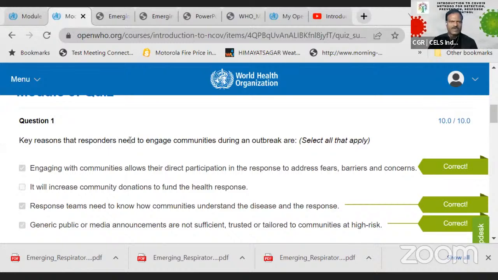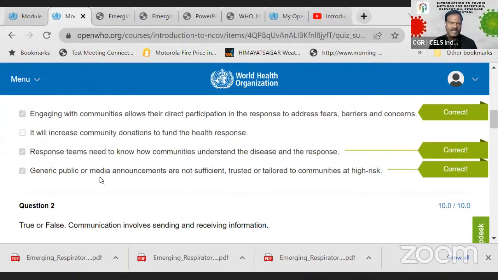Key reasons that responders need to engage communities during an outbreak are: engaging with communities allows their direct participation in the response to address fears, barriers, and concerns. That's right. Response teams need to know how communities understand the disease and the response. Generic public or media announcements are not sufficient, trusted, or tailored to community interests. So these three things are correct.